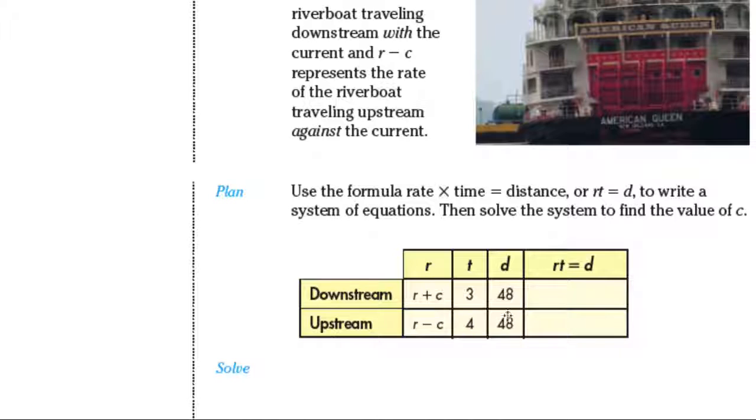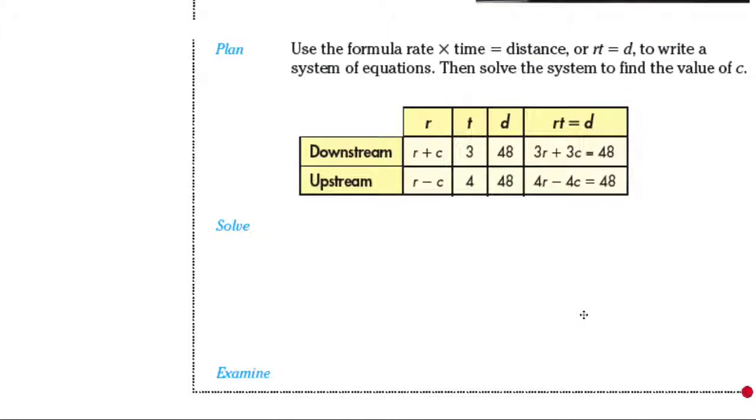If we follow the formula RT equals D, and distribute 3 to R and 3 to C right here, and 4 to R and 4 to C, because we're multiplying according to the formula, we end up with 3R plus 3C equals 48, and 4R minus 4C equals 48. Now we have a system of equations: 3R plus 3C equals 48 and 4R minus 4C equals 48.